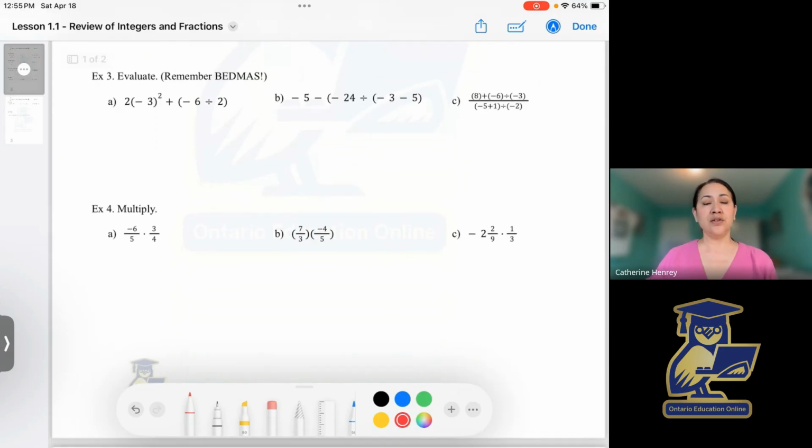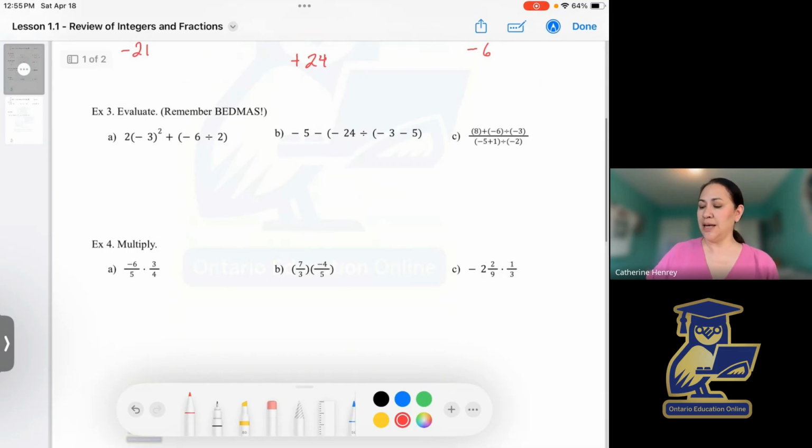Next, we'll move on to simplifying numerical expressions. And what I want you to remember here is BEDMAS, our order of operations, which means brackets first, then exponents, and then division, and then multiplication, followed by addition and subtraction. Okay, so that is the acronym BEDMAS for our order of operations.